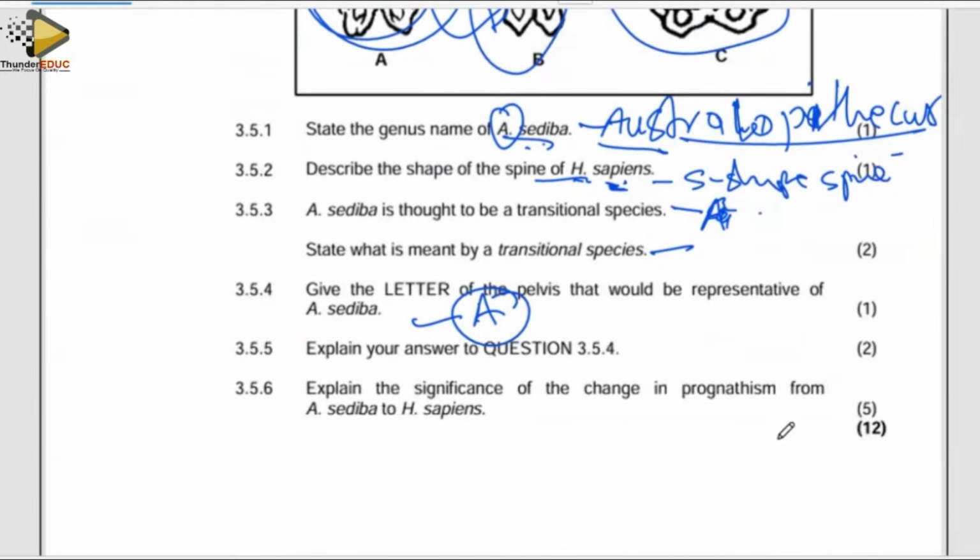The significance of the change in prognathism, from sediba to Homo sapiens, is because of the change in the diet. That change made it non-prognathous, meaning that it does not have the muscles where these jaws are supposed to be attached. The muscles on the big jaws and the ridges, so that those muscles can be attached for raw meat.